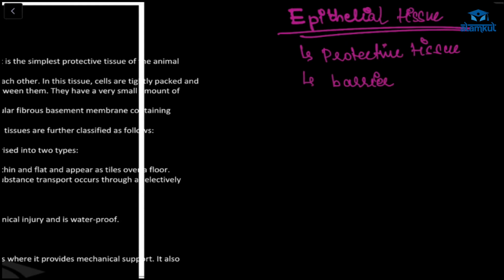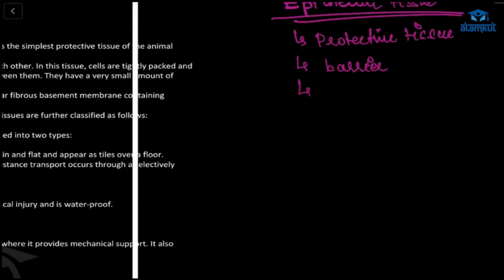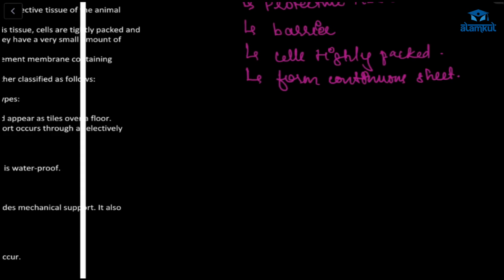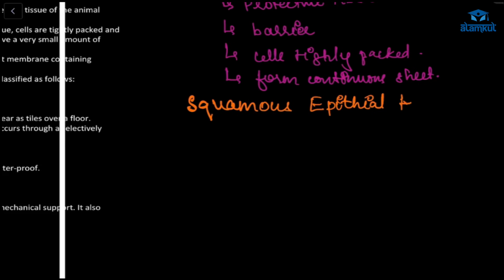Here the cells are tightly packed and they form a continuous sheet. Because they are tightly packed, they don't have intercellular space. The first kind is squamous epithelial tissue.